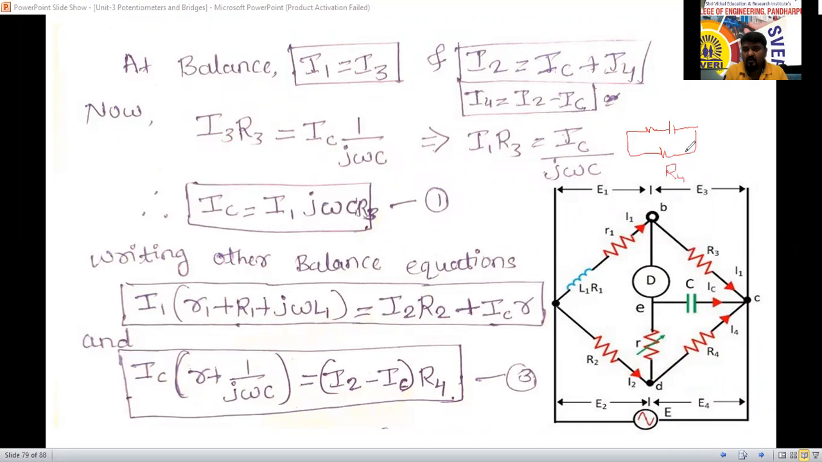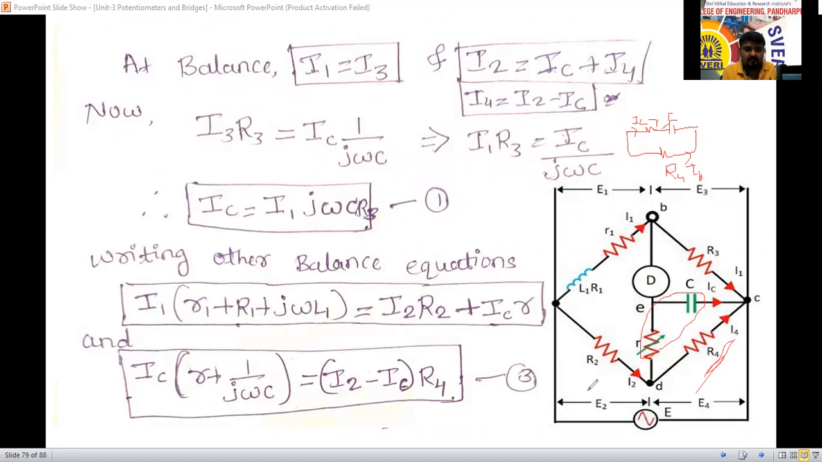R4 into the current flowing through this one is I4, and the current flowing through this one is IC here now. So this is R, this is C here now. So IC into R plus 1 by j omega C. This is one branch only we have to consider first. Yes or no? R plus 1 by j omega C into which current is flowing? IC is flowing, equal to I4 R4. We can write like this, equal to I4 R4. Yes or no?